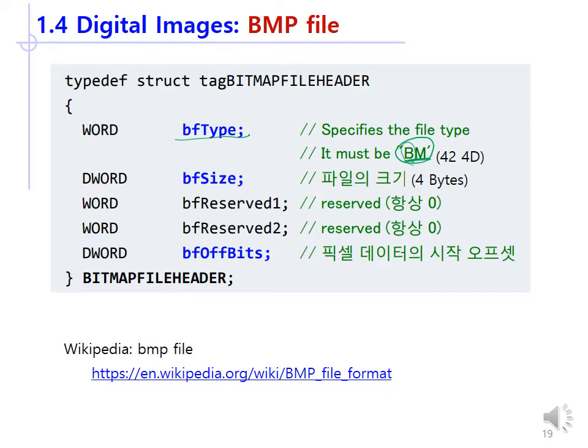B's ASCII code is 42, and M's ASCII code is 4D. The next one is the file size, and the reserved areas. There are two reserved areas, always 0, and then the pixel offset number. You can visit here if you want to find more information on the BMP file format.